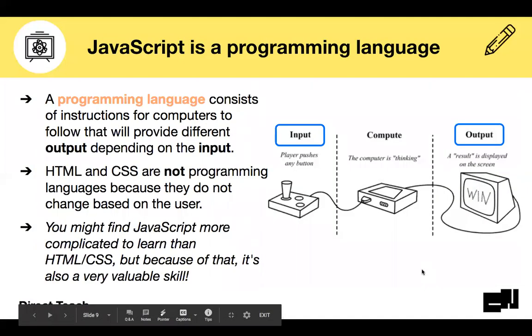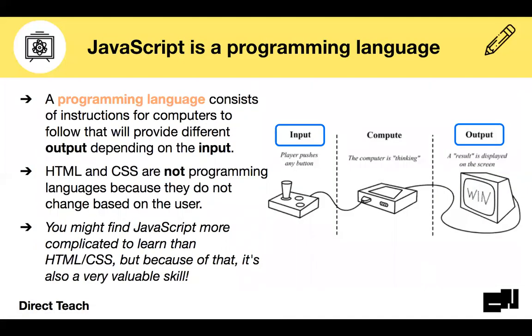So JavaScript is a programming language. It's actually the first true programming language that we're going to learn. So what is a programming language? The definition is: a programming language consists of instructions for computers to follow that will provide different output depending on the input. So what does that all mean? Let's look at this diagram on the right to illustrate this point.